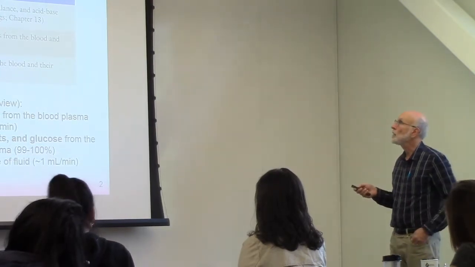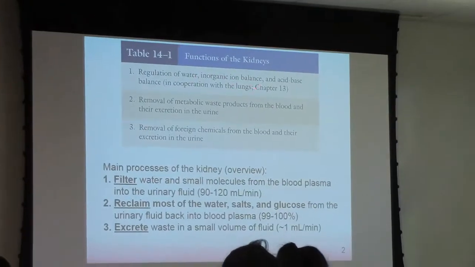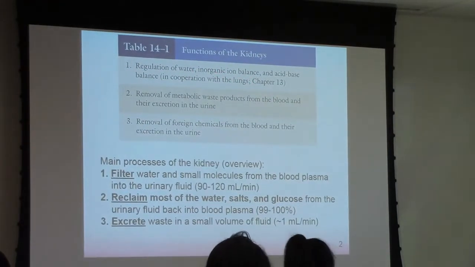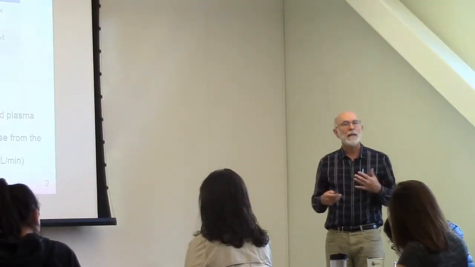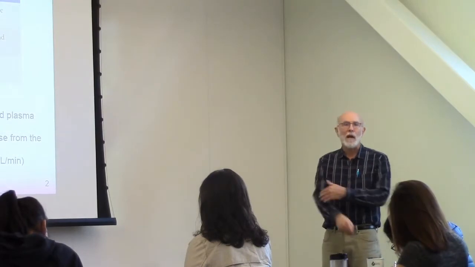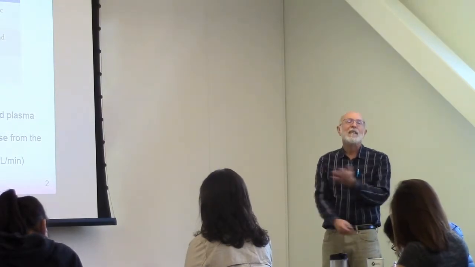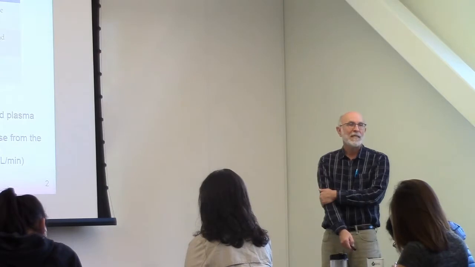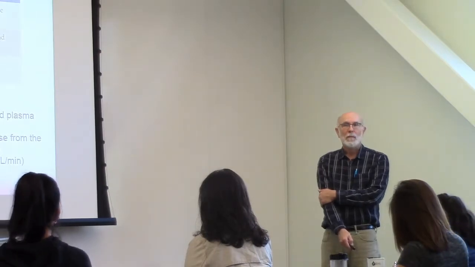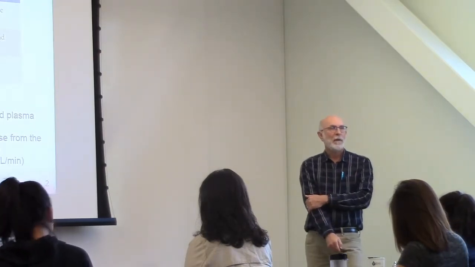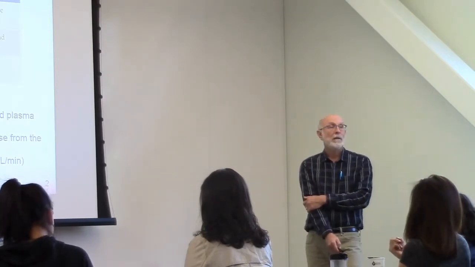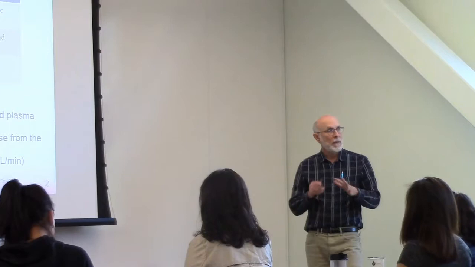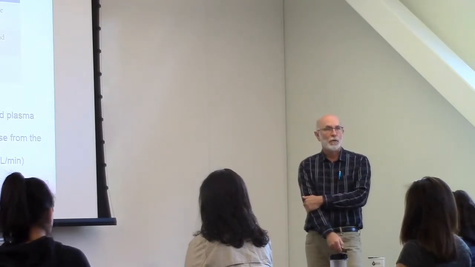So water is important. Inorganic ions. So what do they mean by that? They mean sodium and potassium and calcium. Maintaining the body's concentration of the critical ions. Phosphate, chloride, a little less important, but also critical. But for all the ions that we've been talking about, sodium, potassium, calcium, chloride, the kidney's job is to maintain homeostasis of those ions.